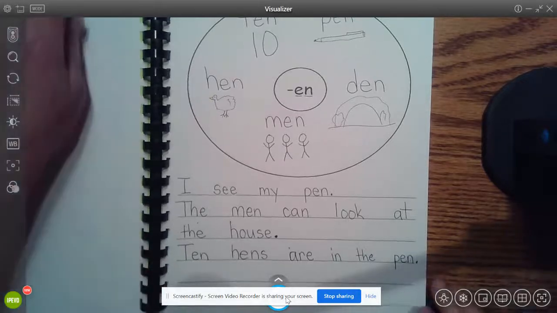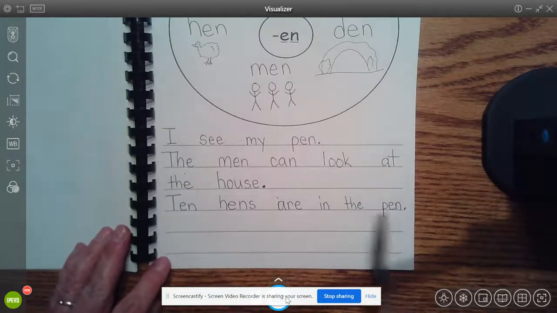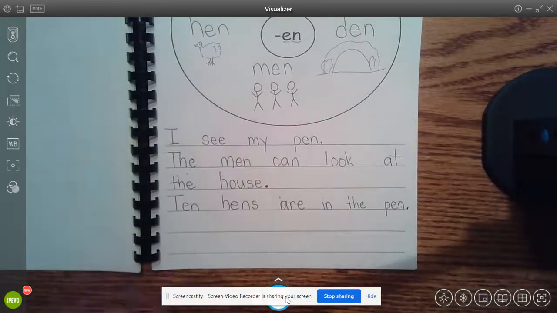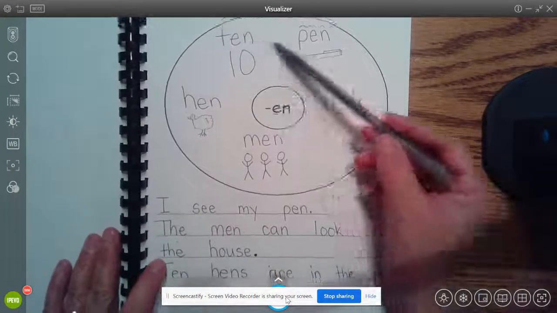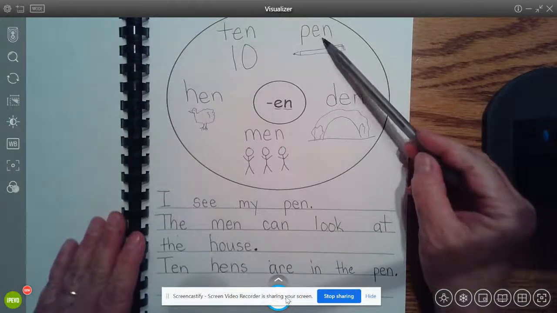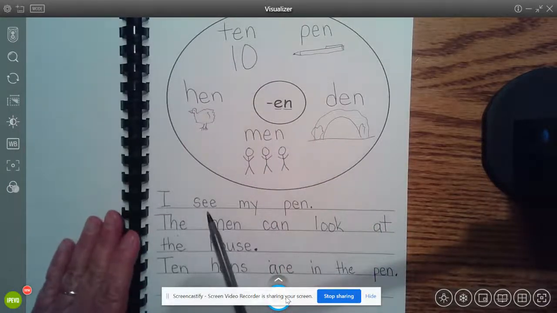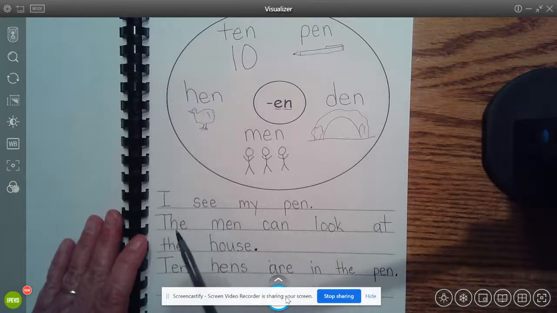And the reason I wanted to sneak it in here is because I wanted to leave 2 lines for you to write your own sentence. But if you couldn't sneak it in here and you had to put it down here, there's at least 1 line still left for you to make your own sentence. All right, make sure you're practicing reading these words and make sure you practice reading your sentences. All you have to do is go pen, den, men, hen, ten. I see my pen. The men can look at the house. Ten hens are in the pen.